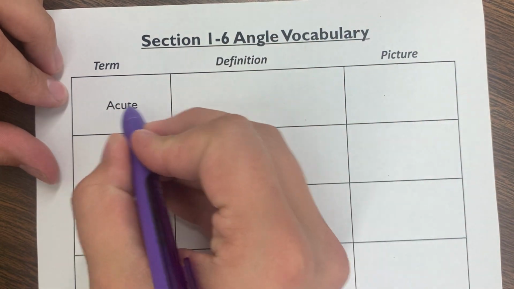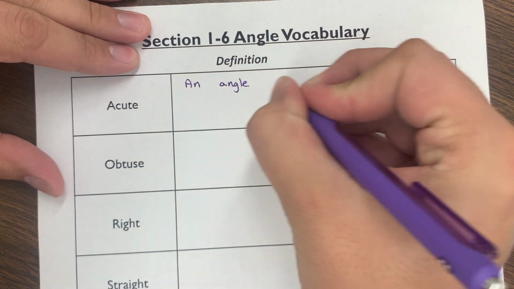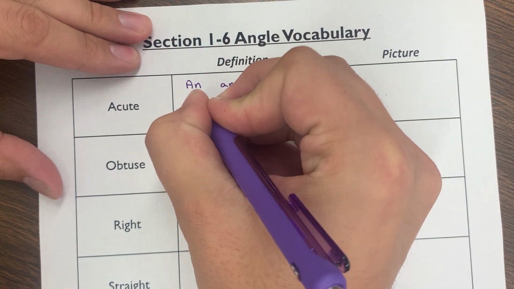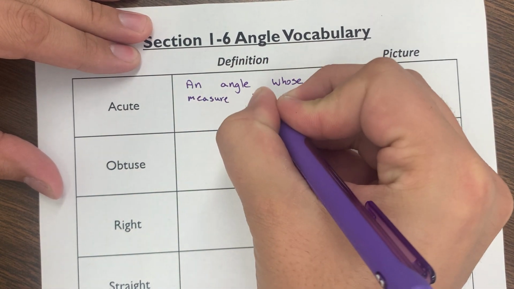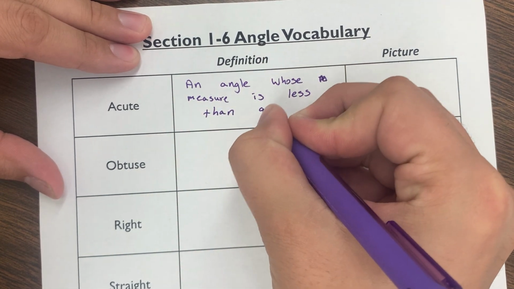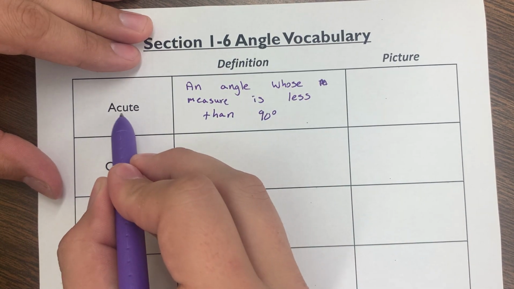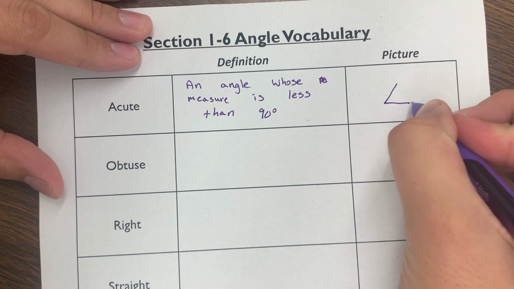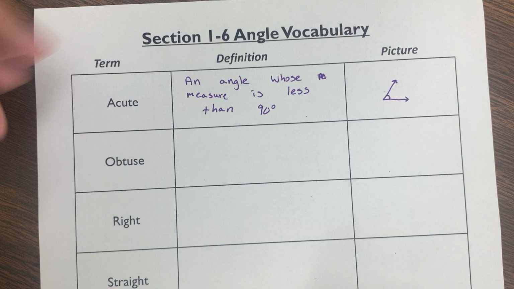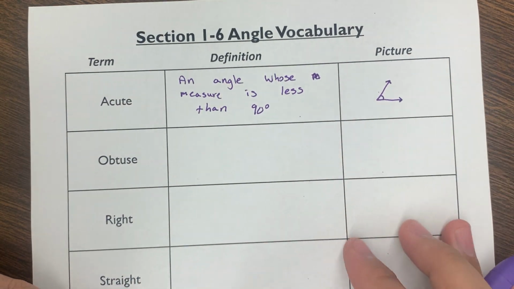An acute angle is an angle whose measure is, I should go on the next row, it won't fit there. Measure is less than, what number is that? It is 90 degrees. So any angle that's less than 90 degrees is an acute angle, so it's going to be little and cute. There's my little acute angle. You can see that it's less than 90. It is a small little angle that has just a small opening over here that's less than 90 degrees.